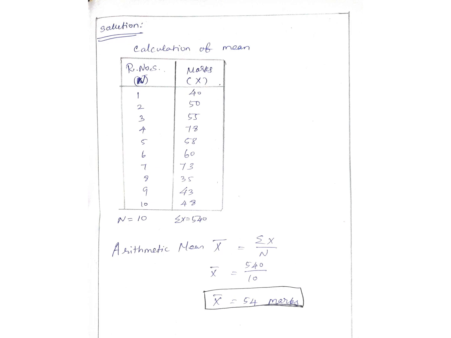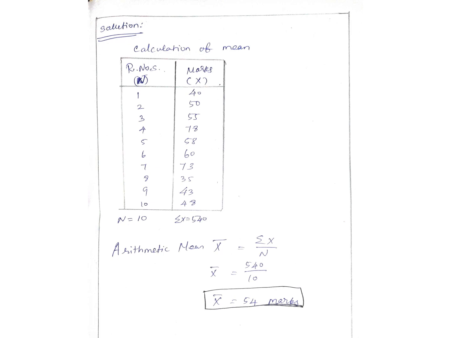And then we have to find capital N, which is the total number of observations. Here we have 10 observations, so n is equal to 10. Now that we have calculated summation x and n, we substitute these values in our formula. That is, x bar is equal to 540 divided by 10. So the arithmetic mean x bar is equal to 54.